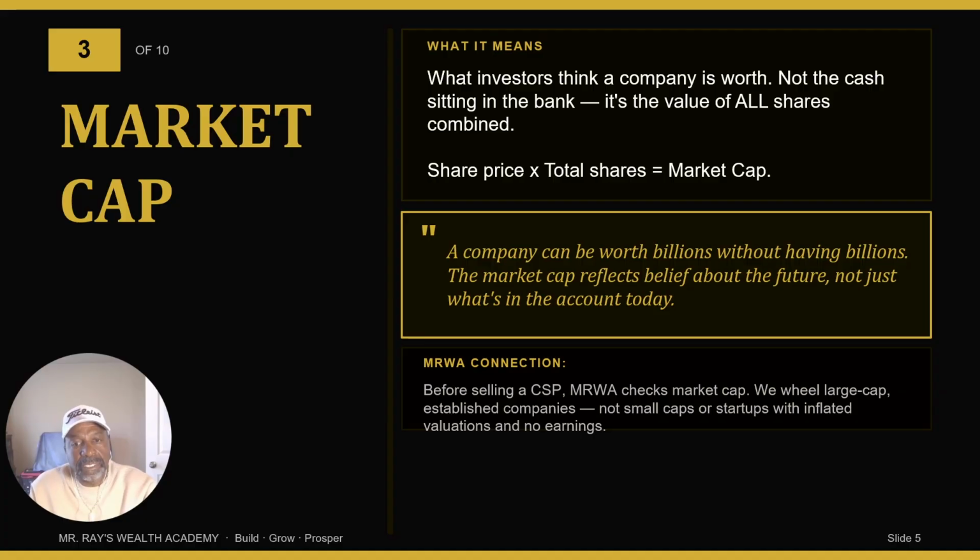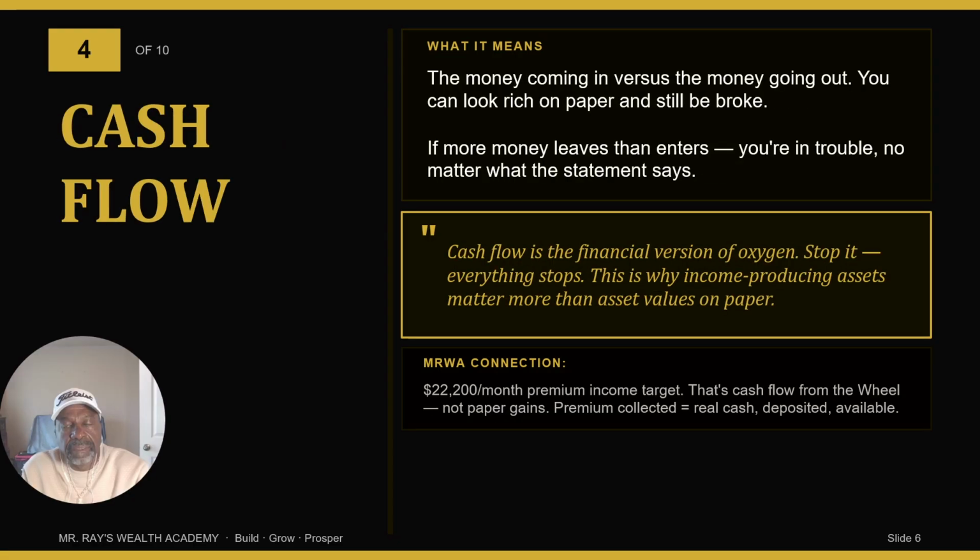Large cap is 10 billion and up, mid cap is 2 to 10 billion, small cap is under 2 billion. In Mr. Ray's Academy, we focus on large cap, established companies. Companies like Apple, AMD, Microsoft. Why? Because they're the most predictable, they're more liquid, and they're less likely to go to zero. We don't want to own penny stocks when we're talking about the wheel strategy.